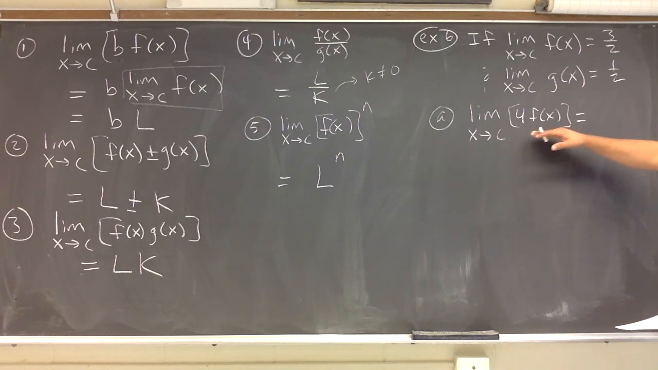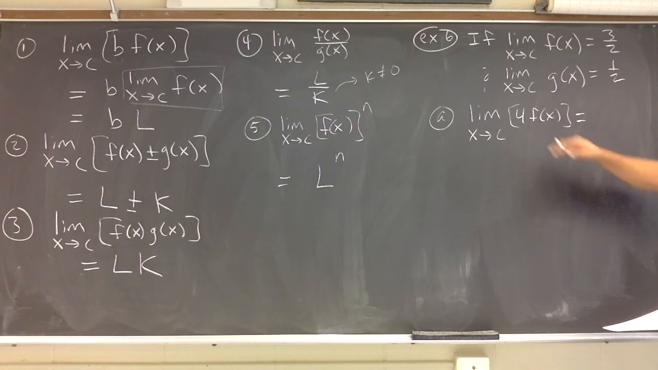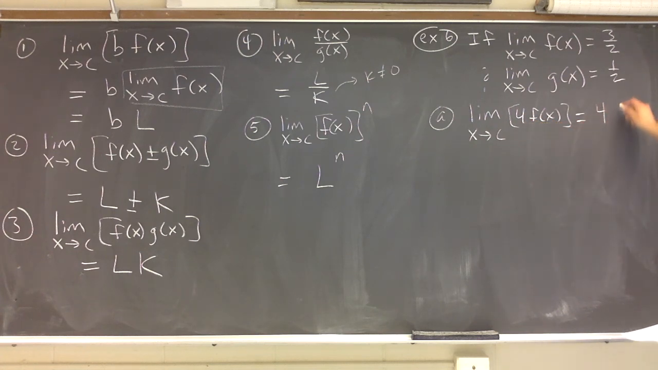So yeah, this is just like the first property. Since we have a constant of 4 in there, you can just take 4 times the limit of f of x, okay? And so that's just going to be 4 times 3 over 2. And if you simplify that, you're going to get 6. Okay? B.